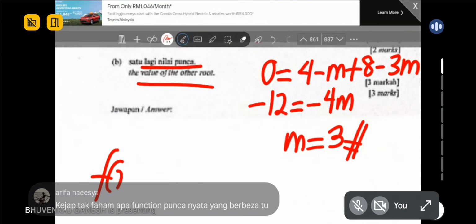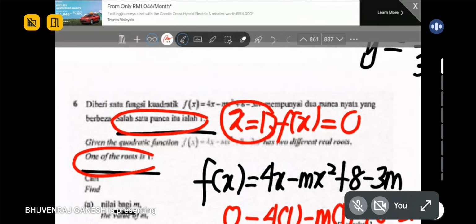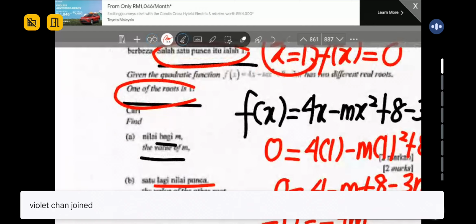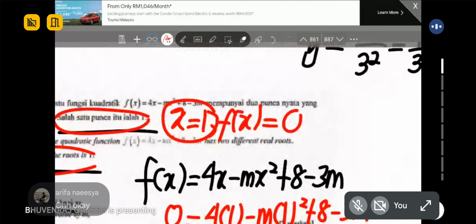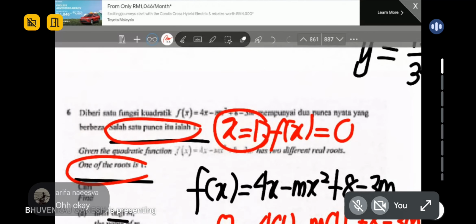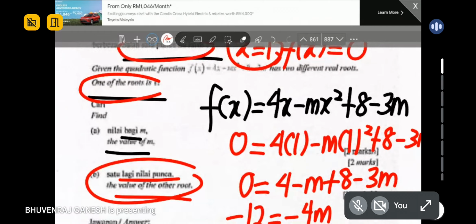Okay, so you guys need to factorize. Okay, faktorkan persamaan kamu. So f(x), kau faham apa function put? Oh, yang tu nak bagi tahu kamu ada dua nilai x. Itu saja. Kat sini dia bagi tahu satu nilai kan, x sama dengan 1. So soalan B dia nak kamu cari satu lagi nilai dia. Faham tak? So itu maksudnya dua punca nyata yang berbeza. Okay, two different real roots means you got 2 x values, guys.